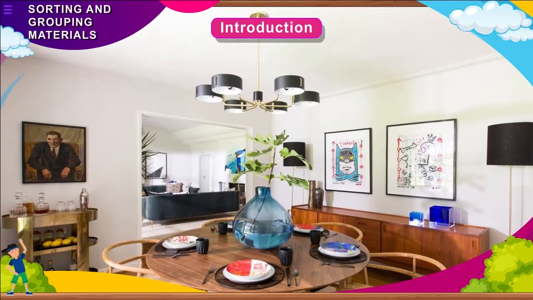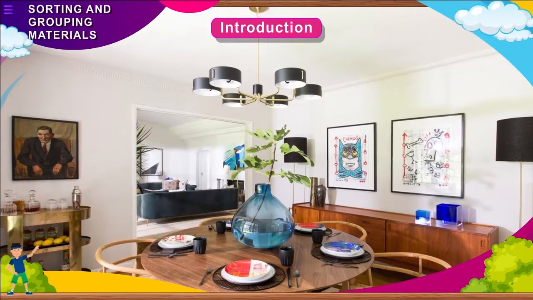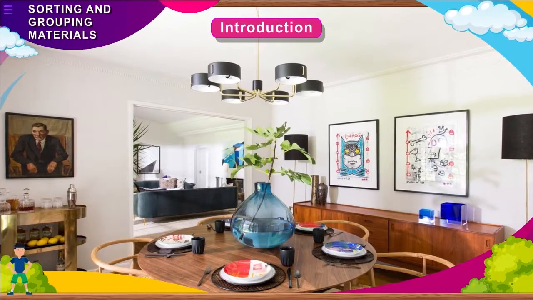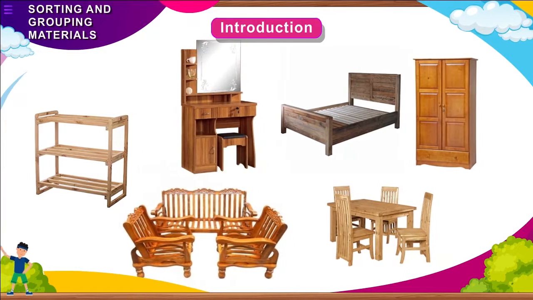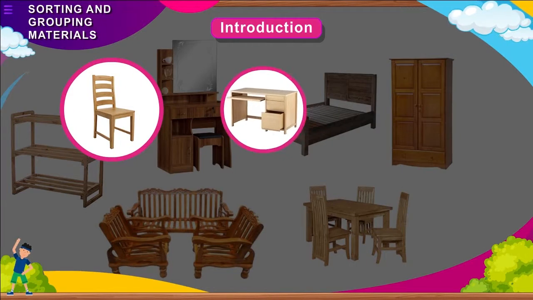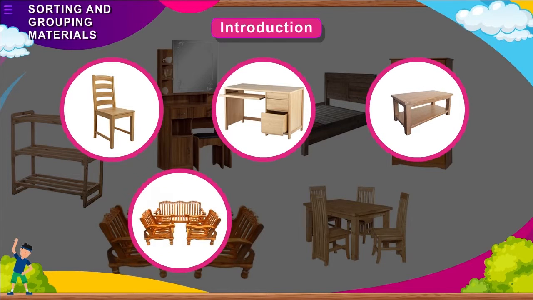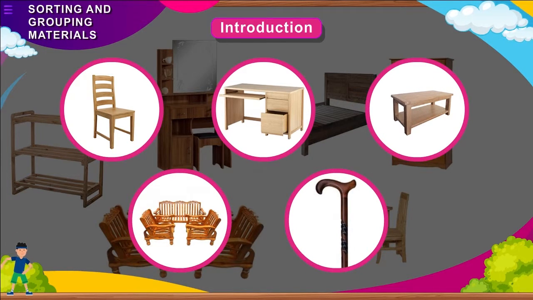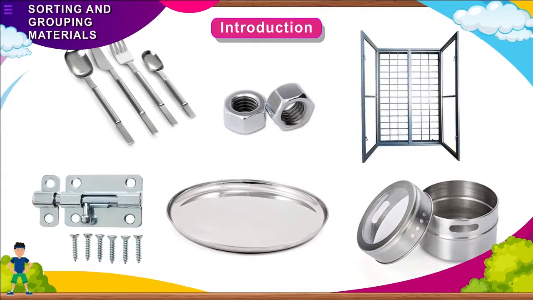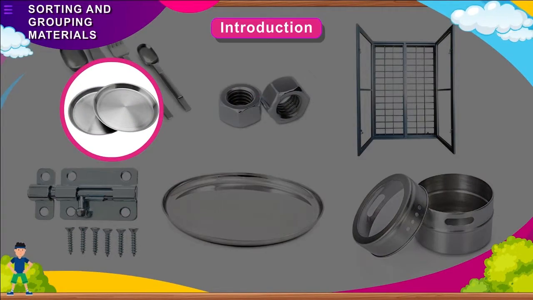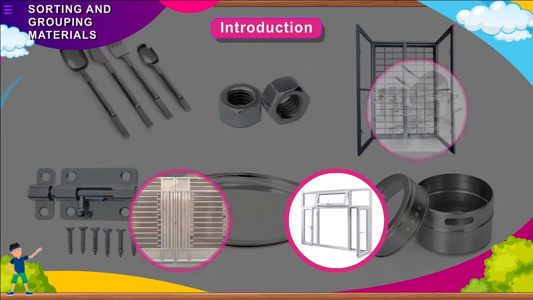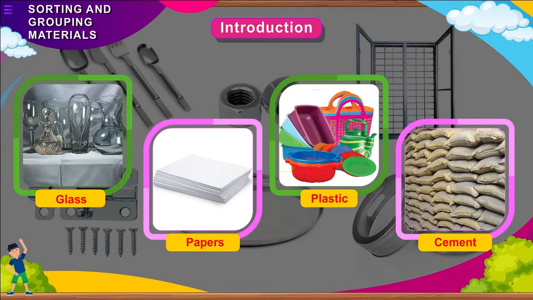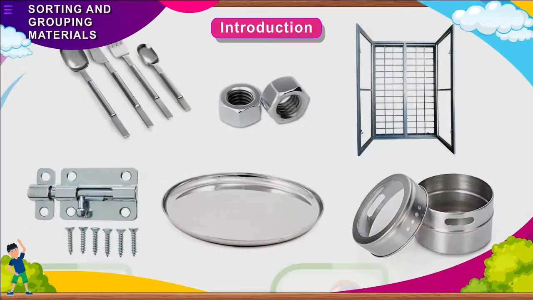A more reasonable method of sorting objects would be to list them on the basis of the materials they are made of. For example, if you sort the objects made of wood around you, your list may include chairs, desks, tables, sofa, walking sticks, and so on. In the same way, you can sort out objects made from steel like plates, spoons, kitchen utensils, gate, window frames, and so on. You can also sort out objects made of glass, paper, plastic, cement, and so on.